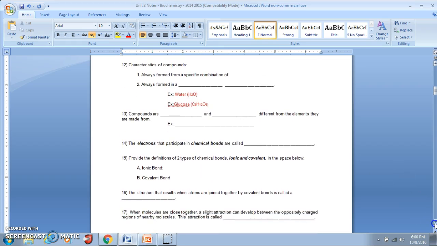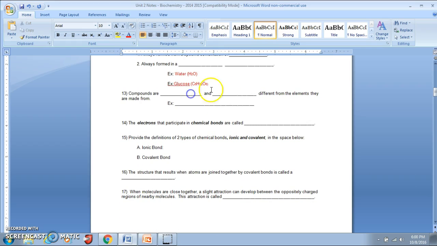So you're going to fill in chemically and physically for number 13 and give our example of hydrogen gas, oxygen gas, and water as a liquid.